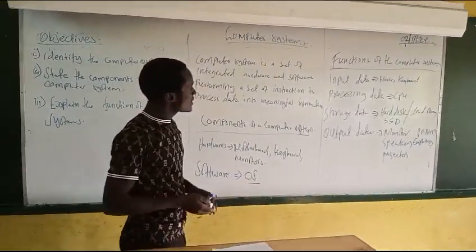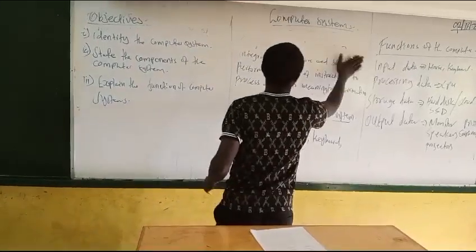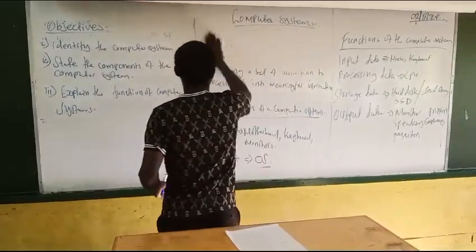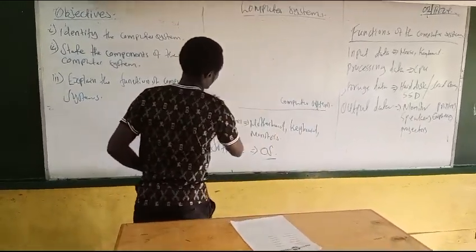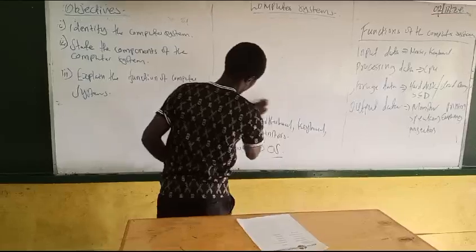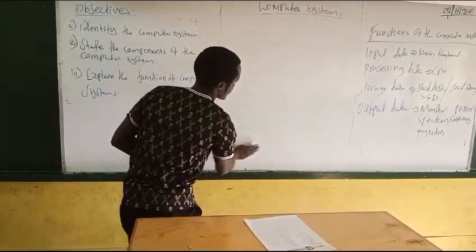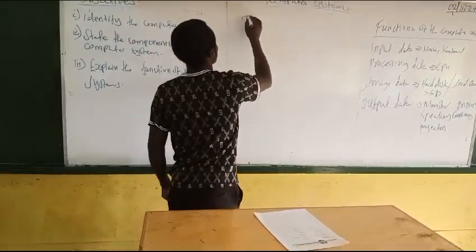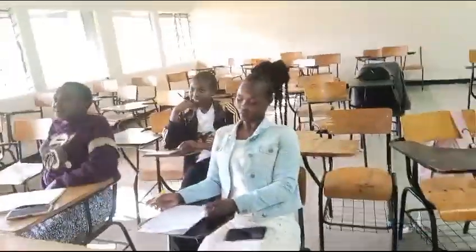Having covered this much, we can look at the last part which remains, and that is the types of computer systems. Very fast. Let us look at the types of computer systems so that we see what they are.